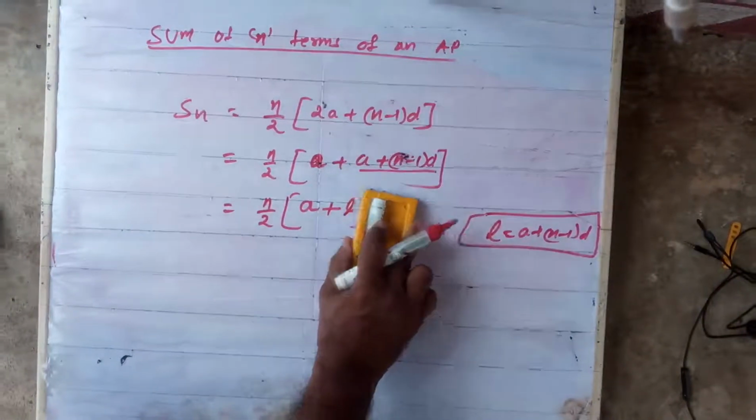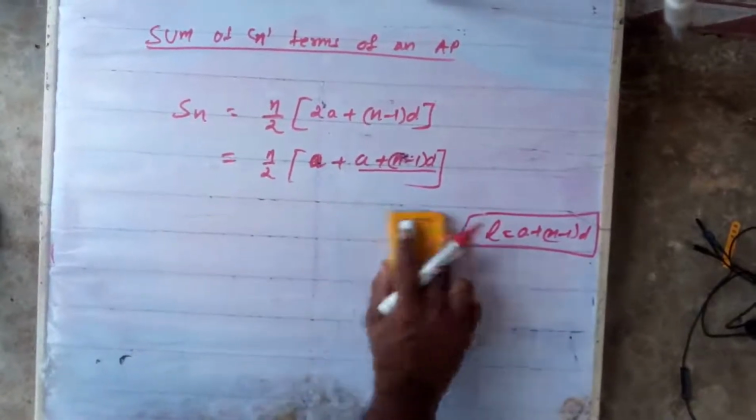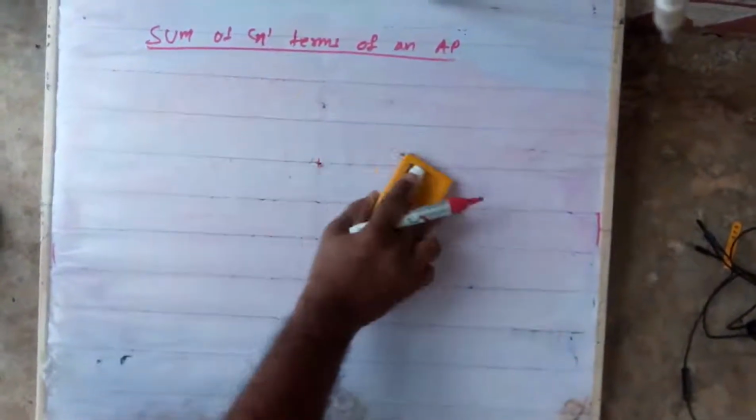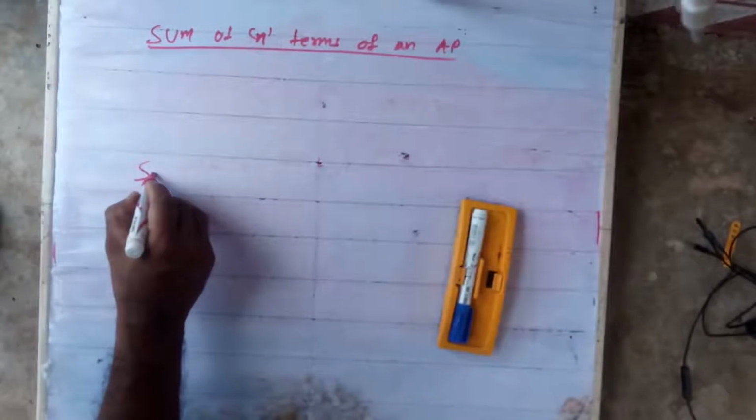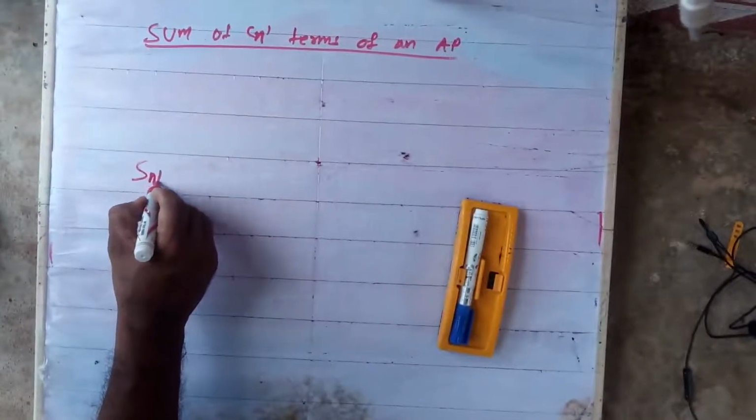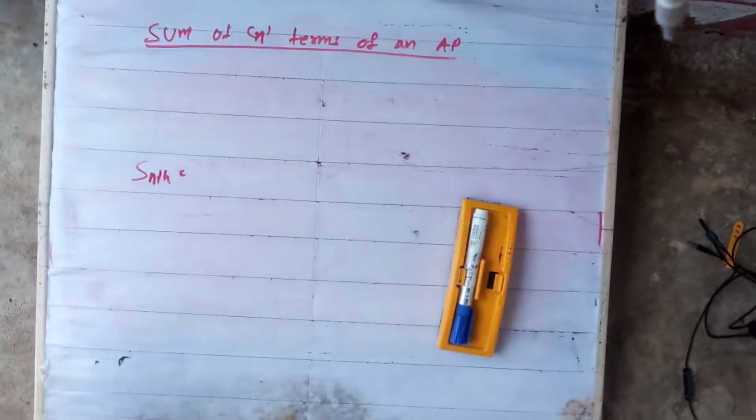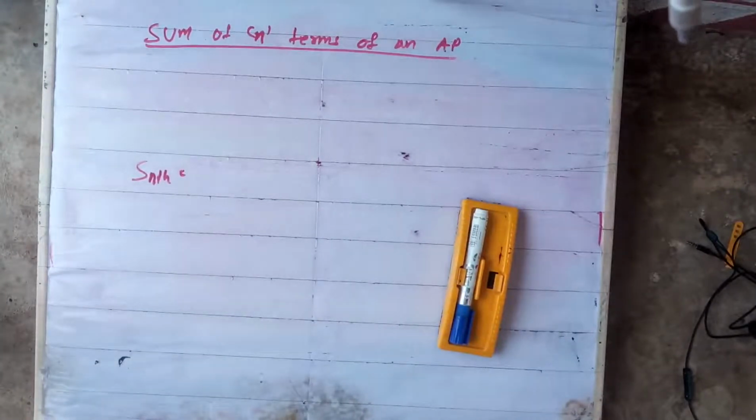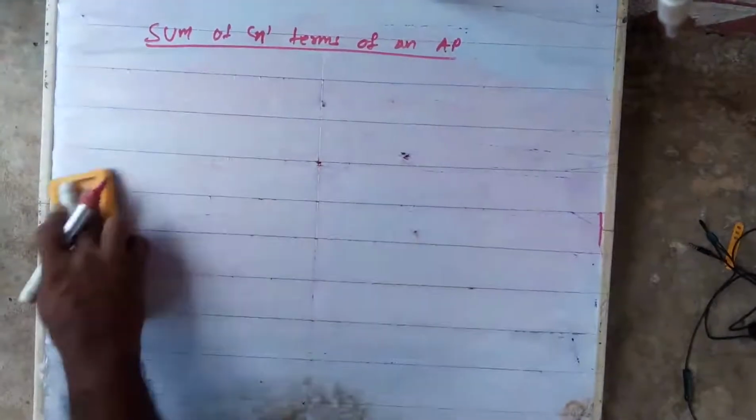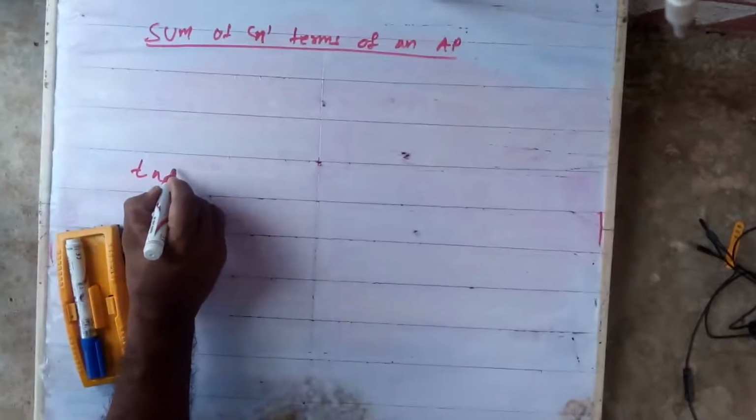Okay. Now we'll go to another topic. Just to see, suppose the nth term. Nth term means what? This is not the sum of n terms. Nth term, only T. That means I can say that is the Tn formula. The nth term means the Tn formula.